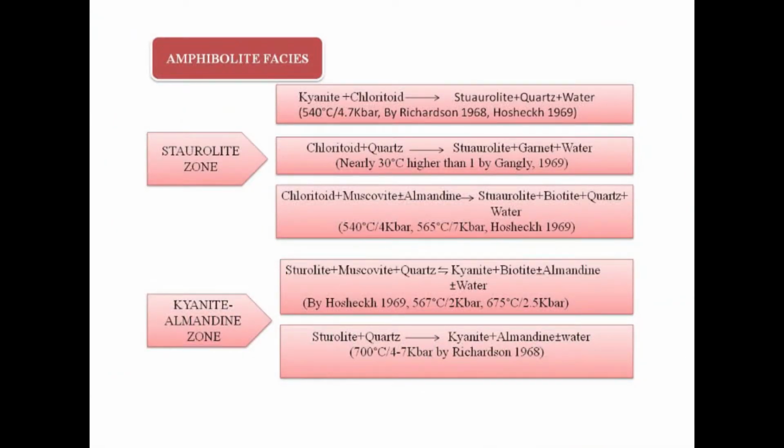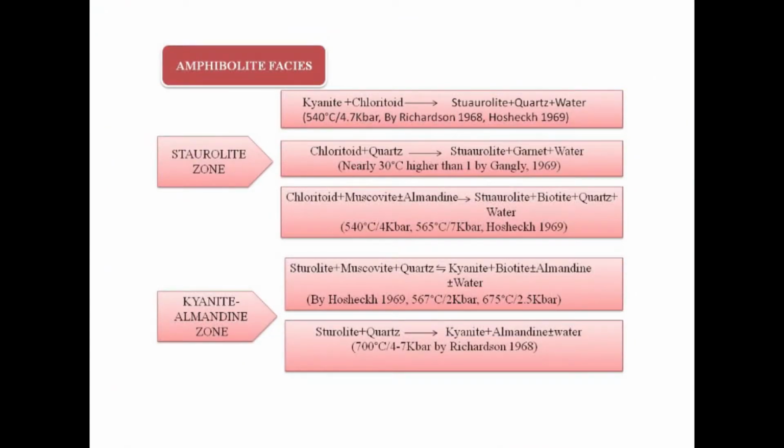Now, the next zone is the kyanite-almandine zone. When staurolite reacts with quartz in the presence of muscovite, it forms kyanite plus biotite plus almandine. The disappearance of staurolite represents the beginning of the kyanite-almandine zone. The reaction is staurolite plus muscovite plus quartz giving rise to kyanite plus biotite plus or minus almandine plus or minus water. This reaction was carried out by Hoschek in 1969 at 567 degrees centigrade, 2 kilobar, and 675 degrees centigrade, 2 to 5 kilobar.